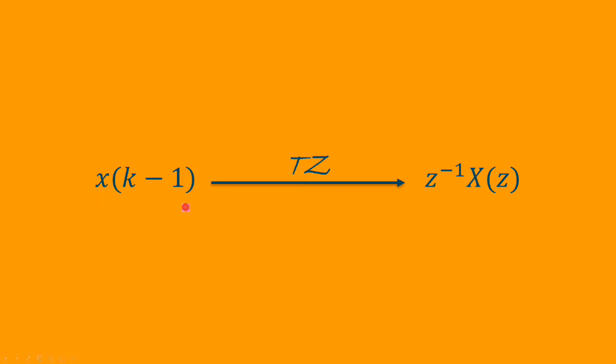When you delay the signal by one sample, this is the same as multiplying the Z-transform by z to the minus 1. And if you do this n times, so if you delay your signal by n samples, this is the same as multiplying by z to the minus n.